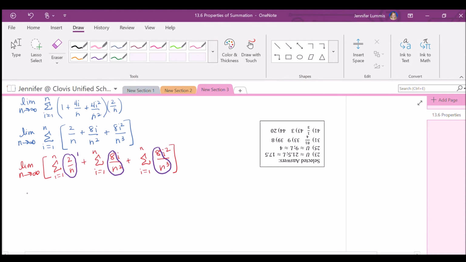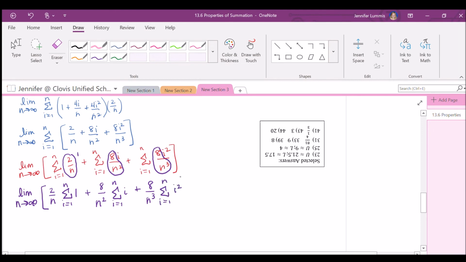So I now have the limit as n approaches infinity of 2 over n times the sum from 1 to n of 1, plus 8 over n squared times the sum from 1 to n of I, and then we'll take out the 8 over n cubed, which leaves my sum of I squared. So all I've done is use my two summation properties. Okay, so I'm going to write those in.